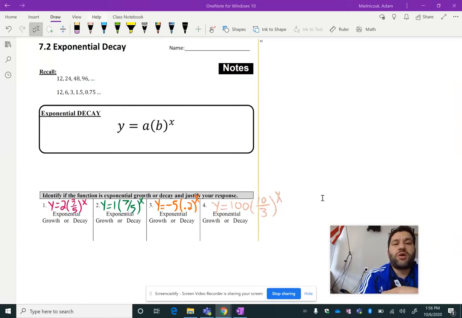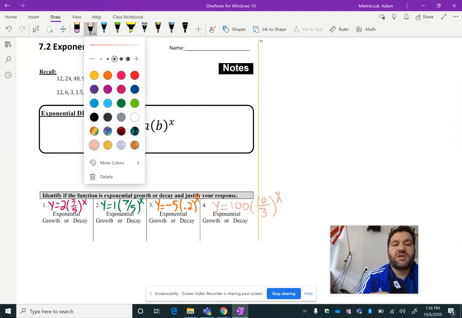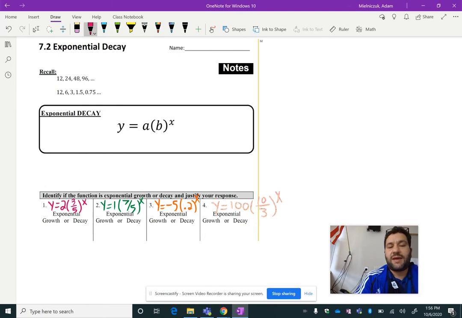All right, so in the last unit, we talked about exponential growth and we focused on the equation y equals a times b to the x, where a is our starting value and b is our growth or our multiplier. So before we get into exponential decay, let's just do a quick recall looking at patterns. So how do we figure out the next number in the pattern for 12, 24, 48, and 96?